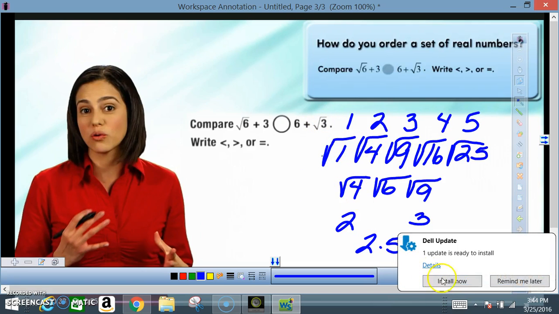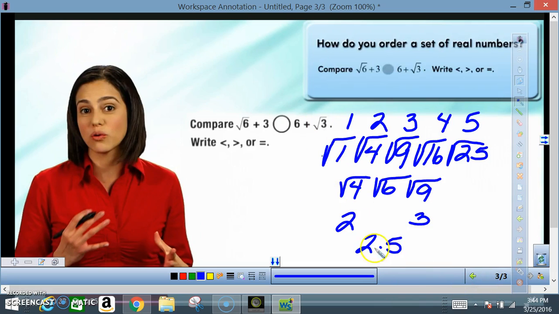Where does the square root of 3 fall? It falls in between the square root of 1 and the square root of 4. What's the square root of 1? 1. What's the square root of 4? 2. Once again, square root means what number, when I multiply it against itself, would give me 4. And that's going to be 2. 2 times 2 is 4. So the square root of 3 lies between 1 and 2.